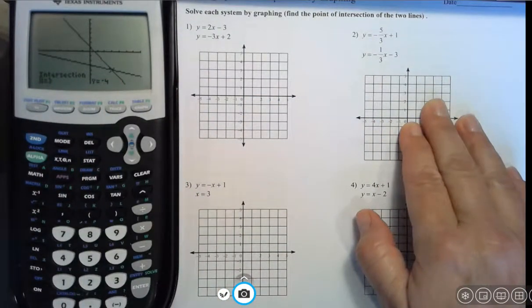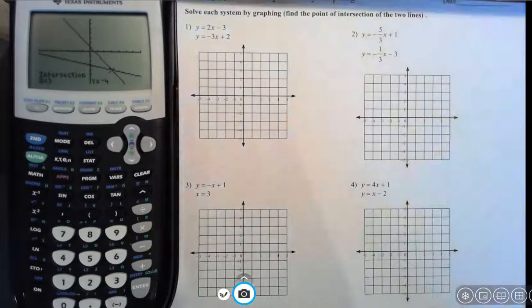So that's a pretty cool way to graph, but remember, it has to be in slope intercept form, y equals mx plus b form, in order to graph these correctly.